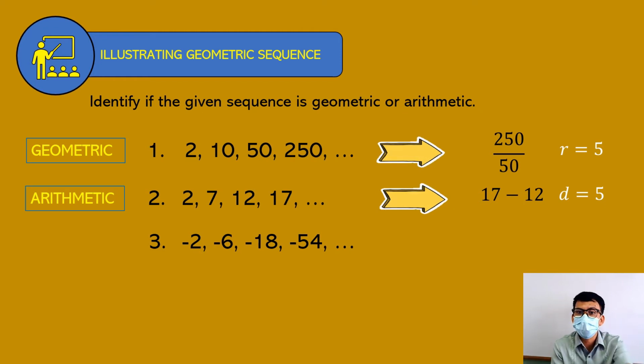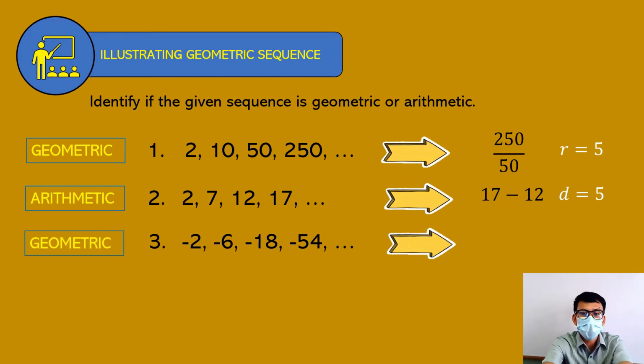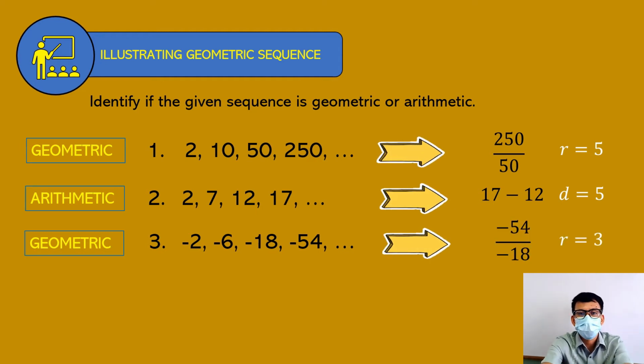Now let's try to check if this is geometric. -6 divided by -2, that is +3. -18 divided by -6, that is +3. -54 divided by -18, that is still +3. And we can say that this is geometric with a common ratio of +3. Okay?